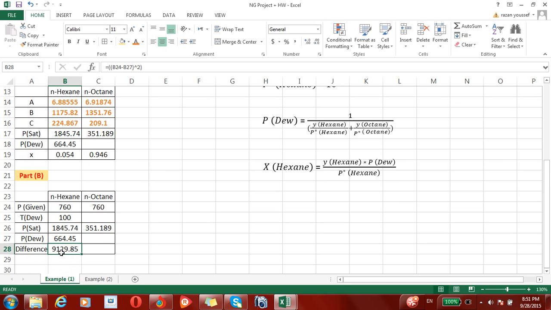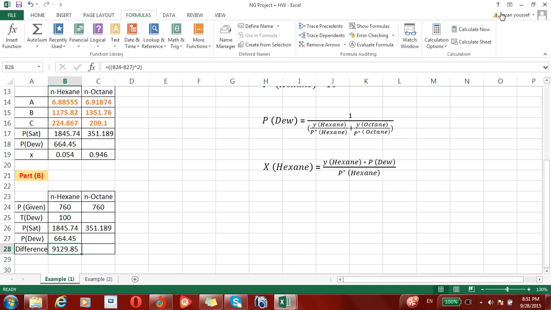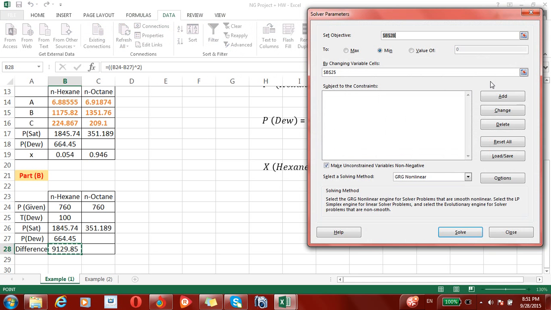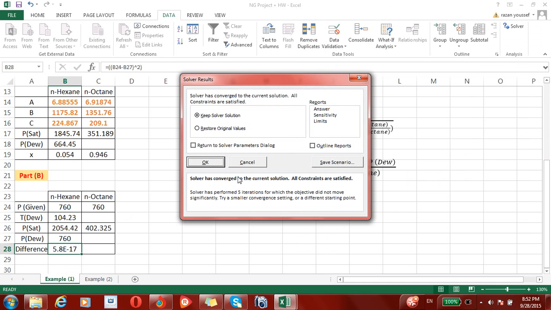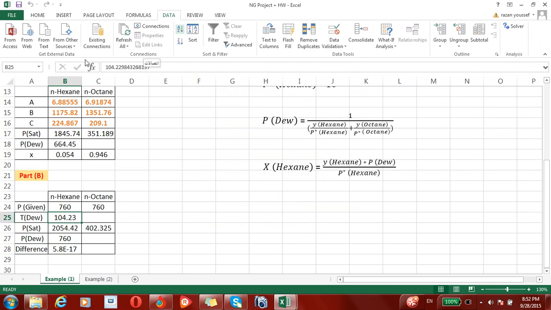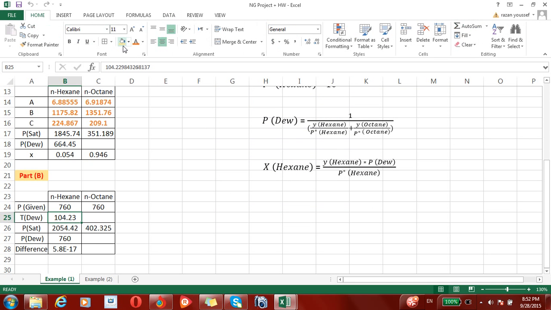So this is the difference. Now, of course, as I said, if you are an engineer, I'm sure you already deal with Solver before. You find it in Data, Solver. Your set object is the difference cell, because you want to make it as minimum as possible by changing the temperature cell. Now you press solve and you will find your value to be 104.23, which is the right answer.